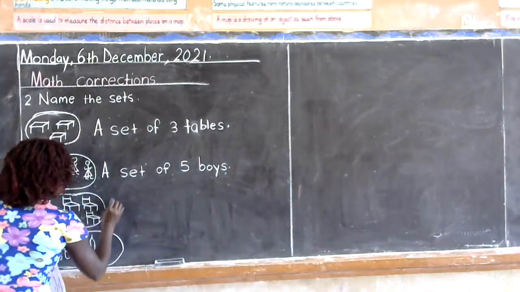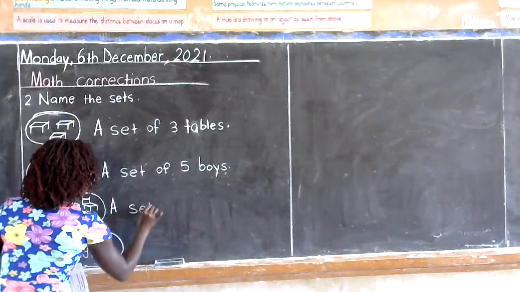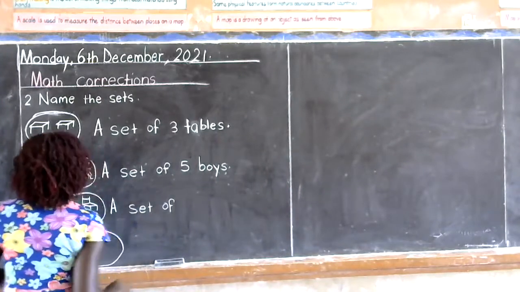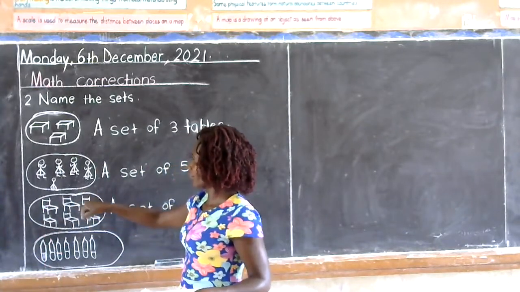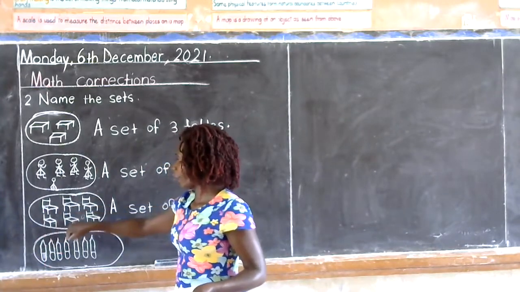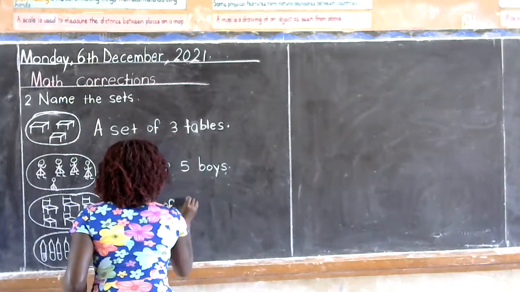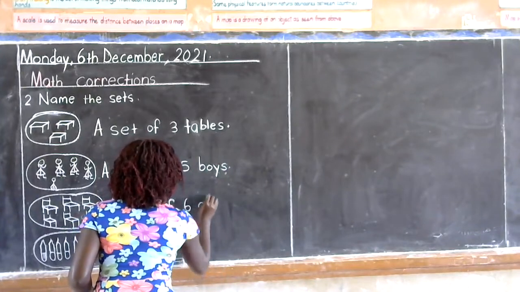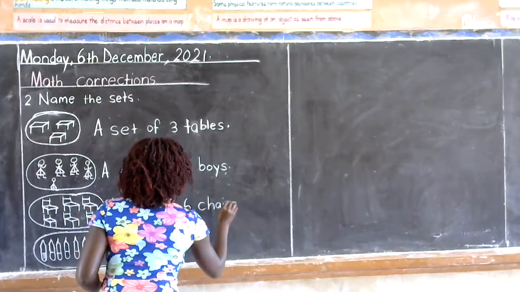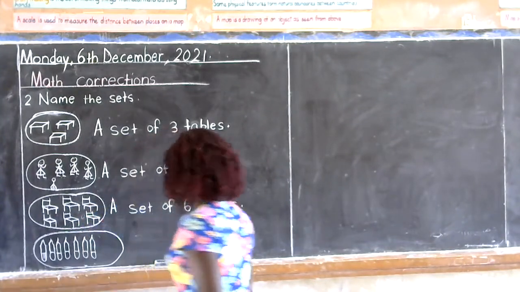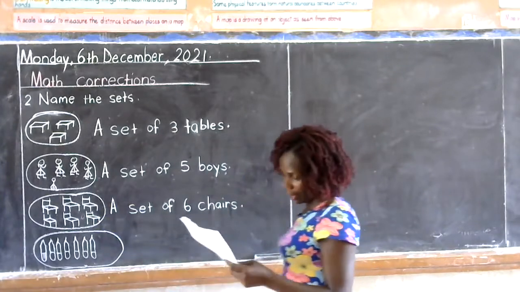Now let us name this set. A set of, can we count the chairs? 1, 2, 3, 4, 5, 6. A set of 6 chairs. Okay? Yes, that is how we are supposed to answer.